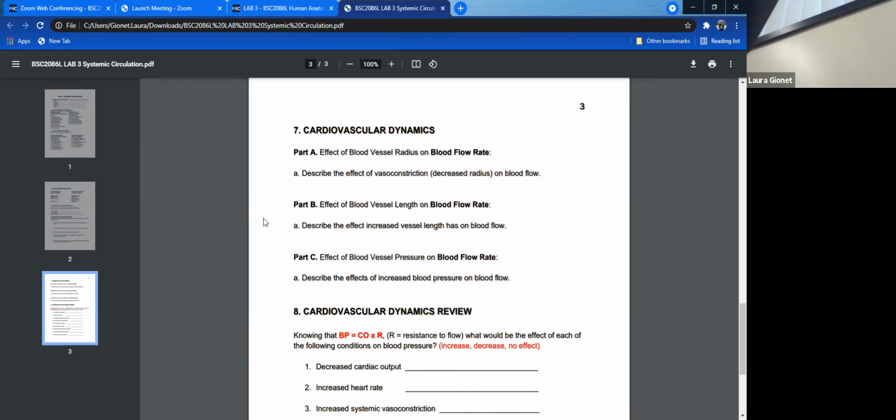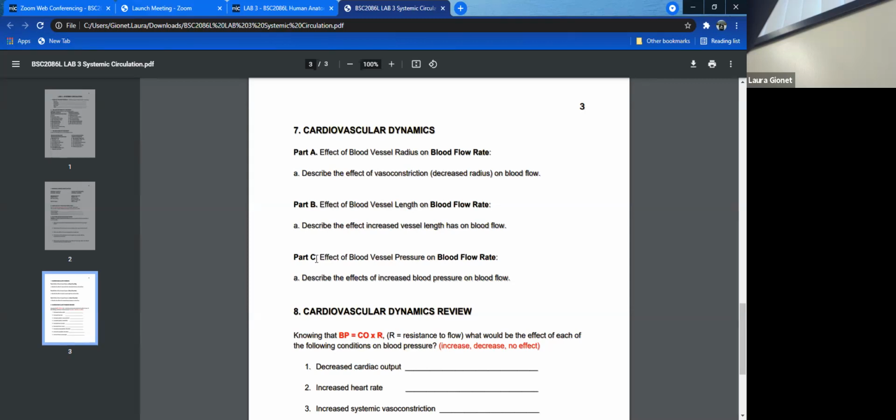So part A, the effect of blood vessel radius on blood flow rate. Right? So it says, describe the effect of vasoconstriction, a decreased radius, on blood flow. So if we squeeze down on the blood vessel, it creates more friction and resistance. So we will decrease blood flow.